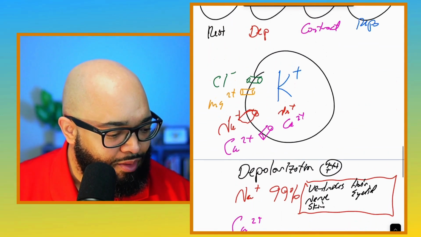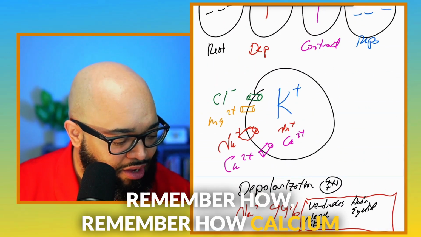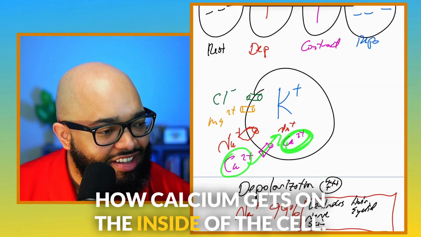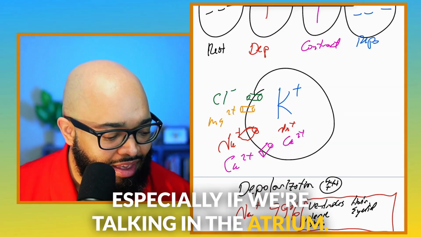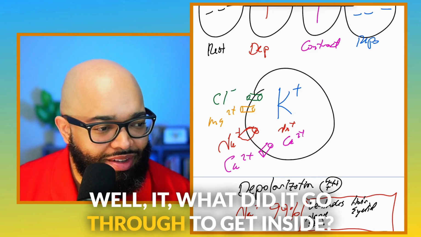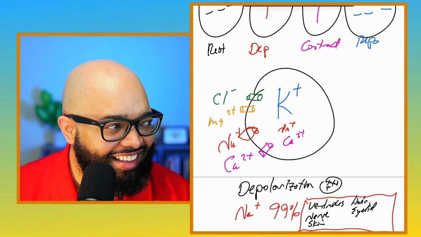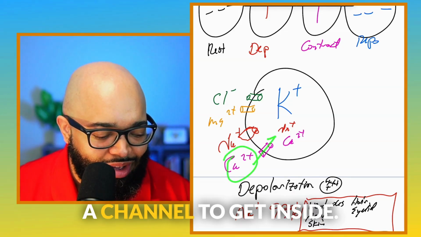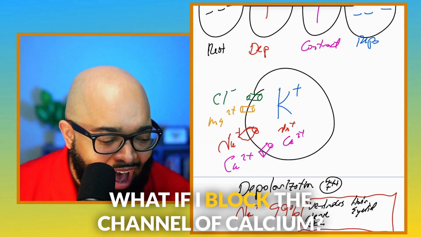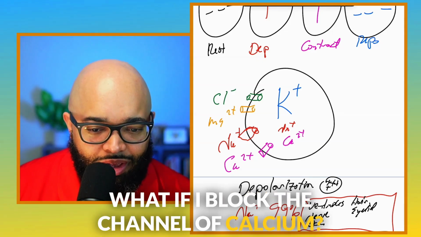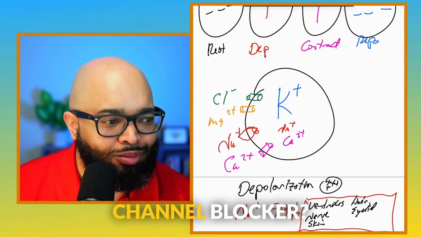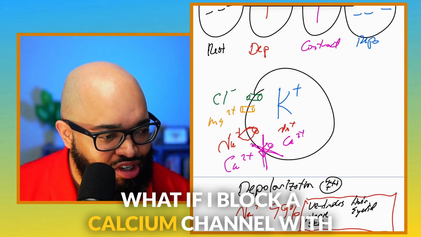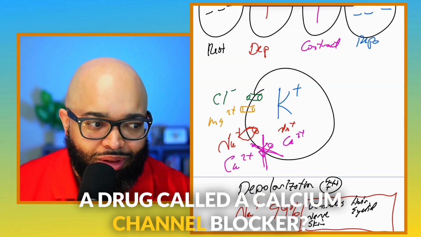Watch this. Remember how calcium was going in through a channel, and that's how calcium gets on the inside of the cell, especially in the atrium? Well, what did it go through to get inside? Calcium went through a channel to get inside. What if I block the channel of calcium? Would that be called a calcium channel blocker? What if I block a calcium channel with a drug called a calcium channel blocker?